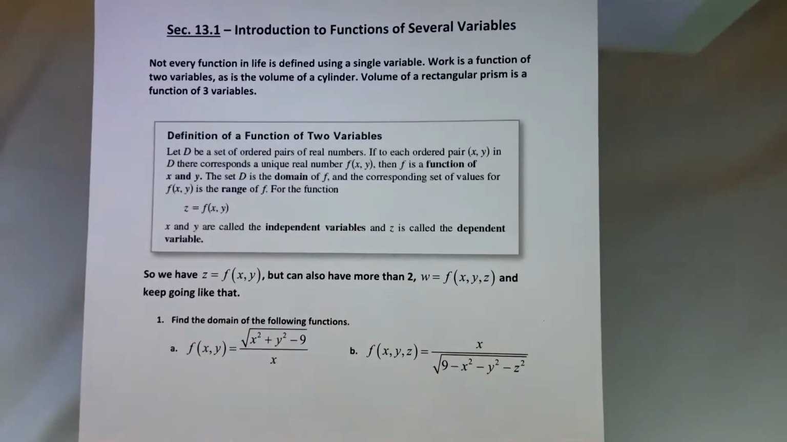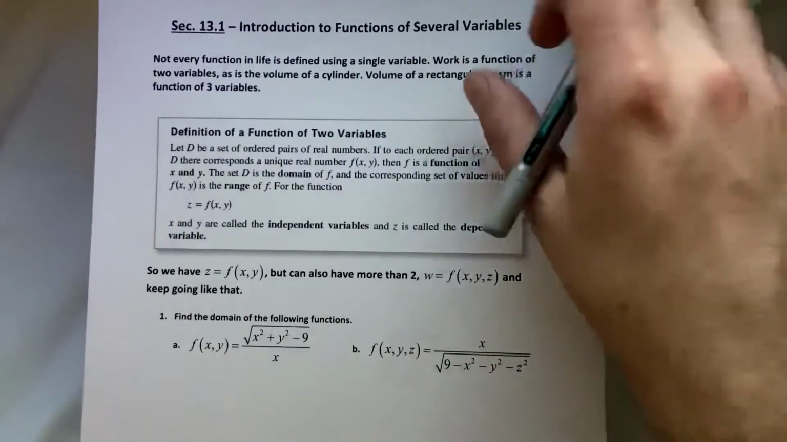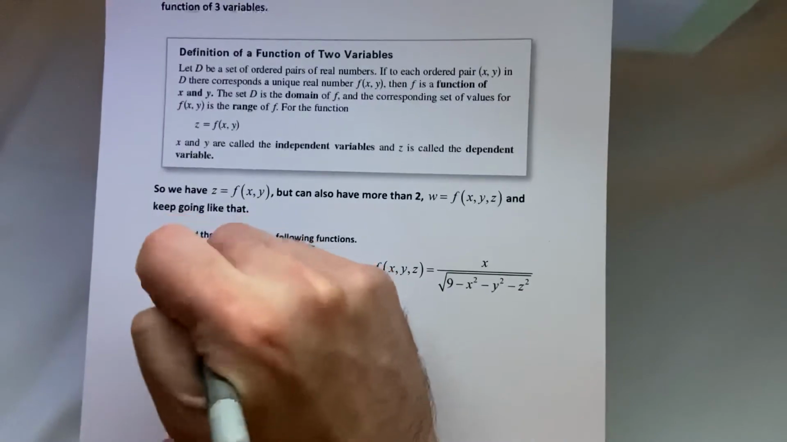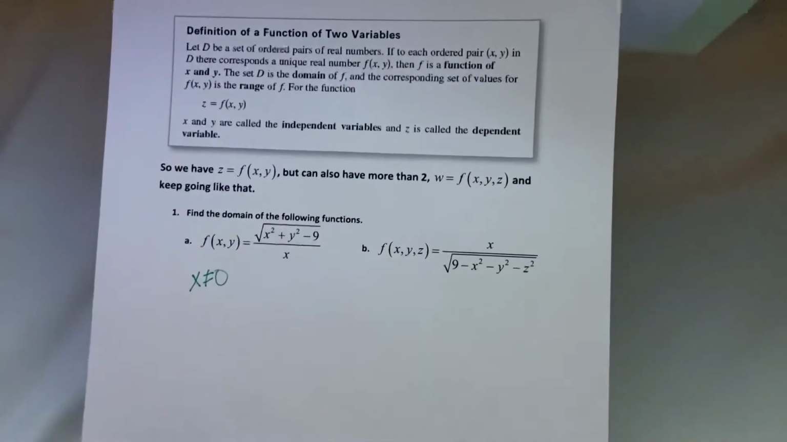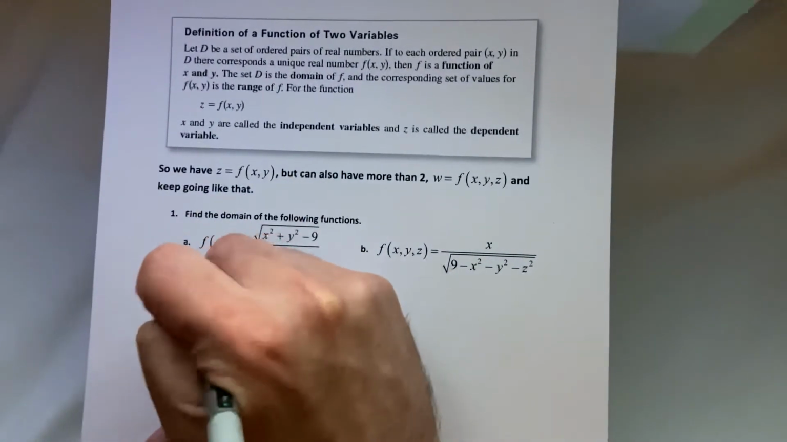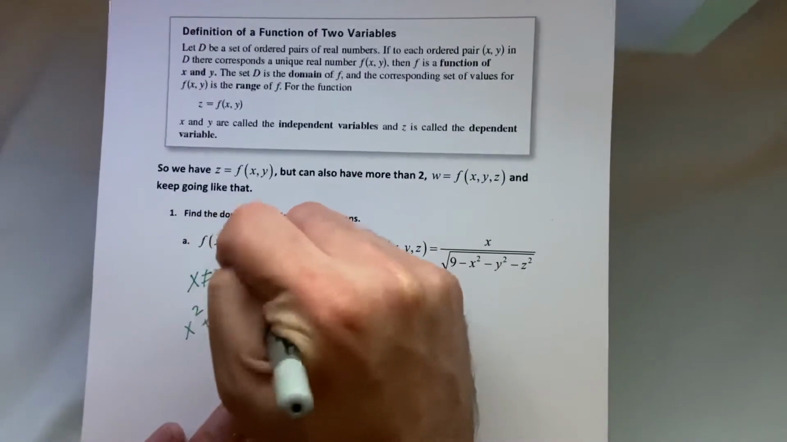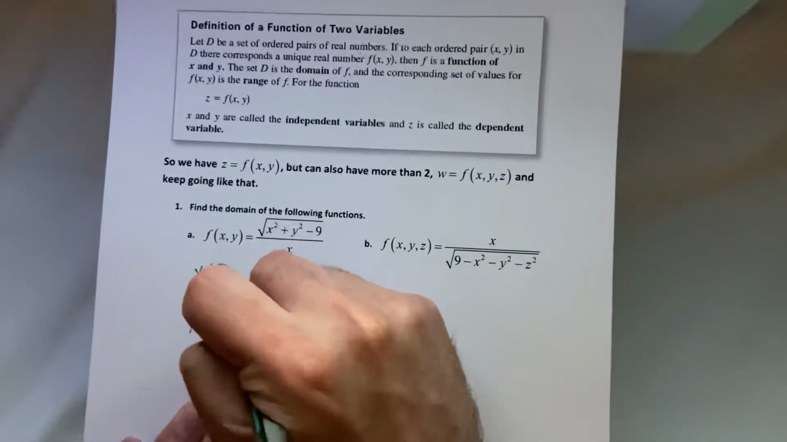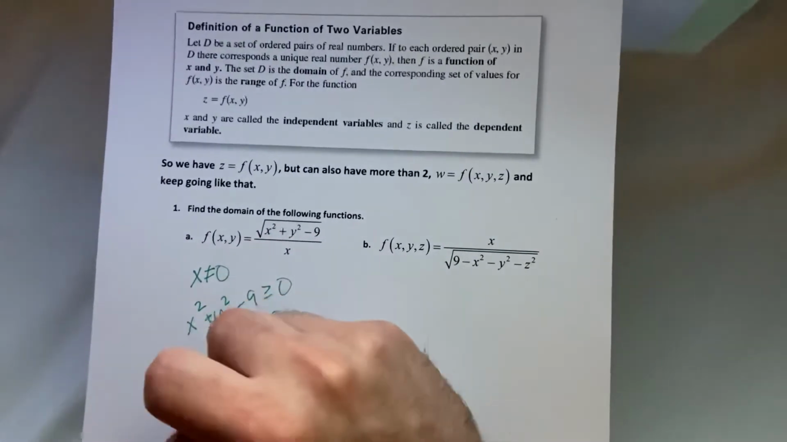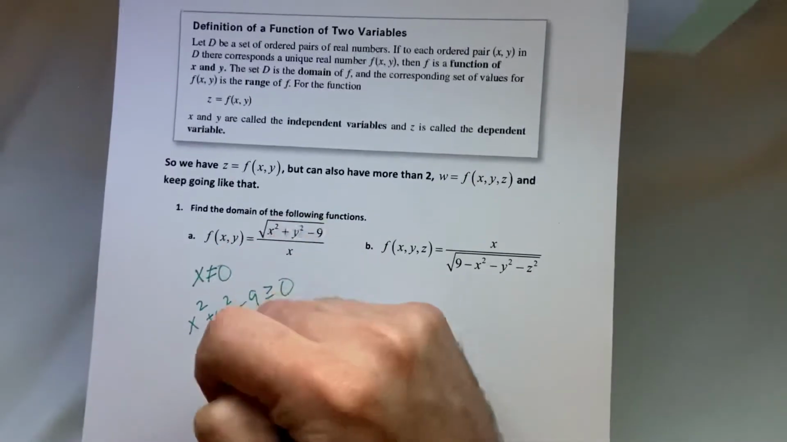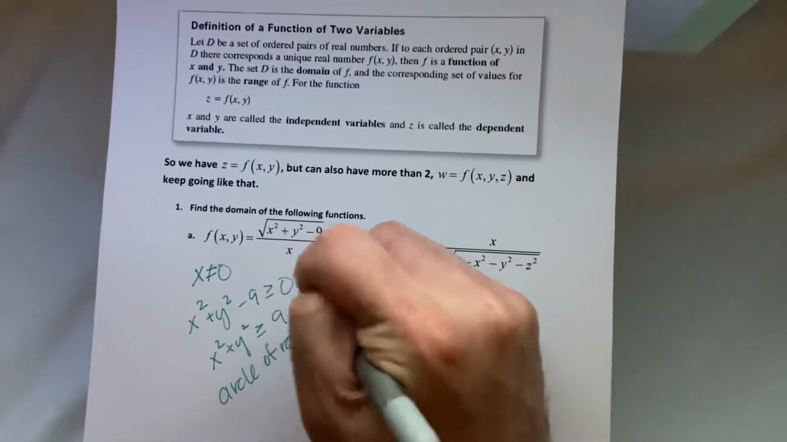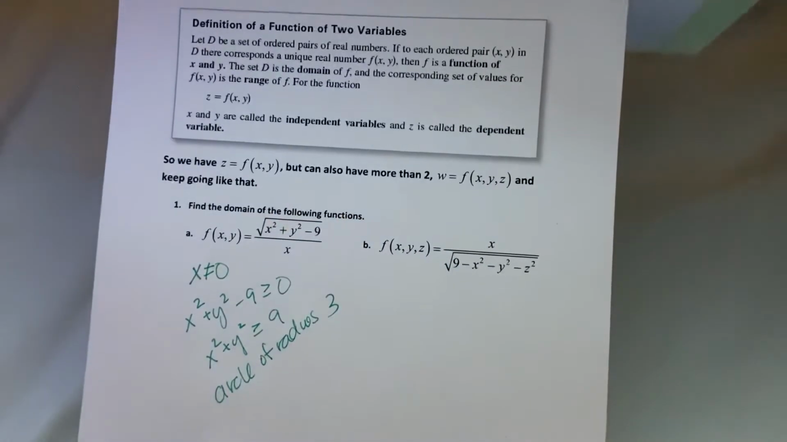You just have a third one in here. So find the domain. F of x, y equals the square root of x squared plus y squared minus 9, over x. Our rules still hold. X can't be equal to 0 because we can't divide by 0. And whatever's under the square root has to be non-negative, which means x squared plus y squared has to be greater than or equal to 9. This is a circle. So we have to be outside a circle of radius 3. And x can't be 0. That's our domain. Those are our two requirements here.